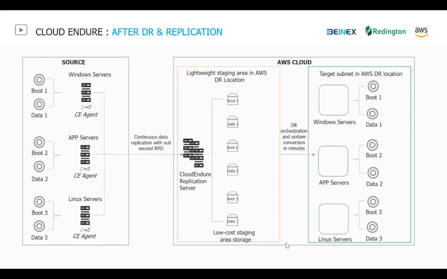In the staging area, you will only have volumes and snapshots, but when we launch the target, the actual servers will be created with respective volumes, and these volumes will come from the snapshots which are stored in the staging area, right? So let's say if you have 3 servers here, and you have volumes of 3 servers here, you have a continuous data replication happening.